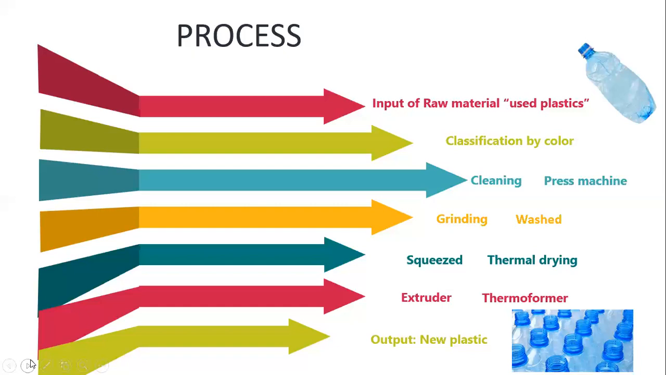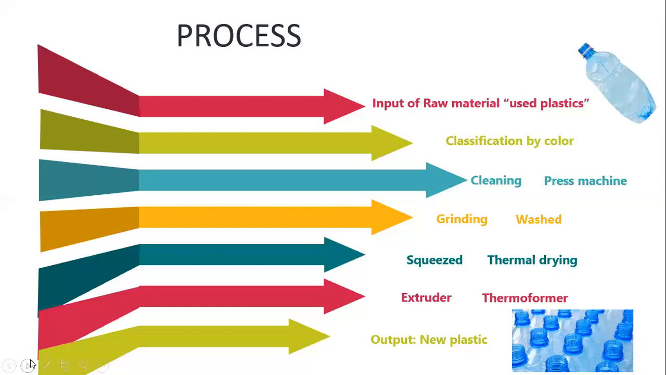Then you have to do the cleaning. This would be fair if the people giving you the plastic give it to you already clean, but sometimes that is not possible, so you have to clean the plastic and then use a press machine so the plastic can be put together in some kind of geometric form that uses less space. Then grinding, that is getting little pieces of plastic, and then washing these pieces with water. Then you squeeze it to eliminate the liquid from the washing process, and then use thermal drying with heat.